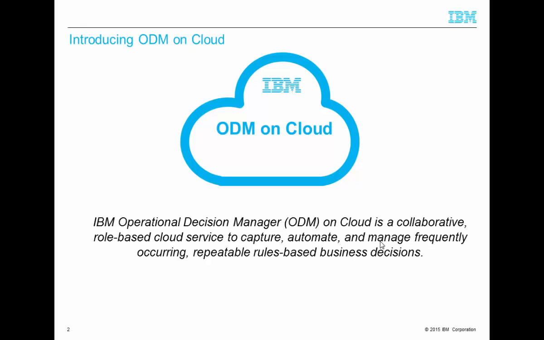IBM ODM on cloud is a software as a service cloud that is hosted on the IBM cloud platform based on SoftLayer. This means that this service is available on the 17 different IBM SoftLayer data centers worldwide.